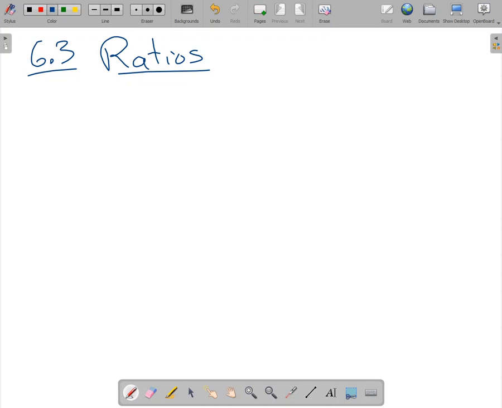Cool. So we're starting 6.3. 6.3 is about ratios, and ratios have a lot of different parts. We started talking about ratios back in chapter 5 when we were playing with fractions. So along with ratios are going to come percents and proportions, which are the biggest topics, and also scientific notation.